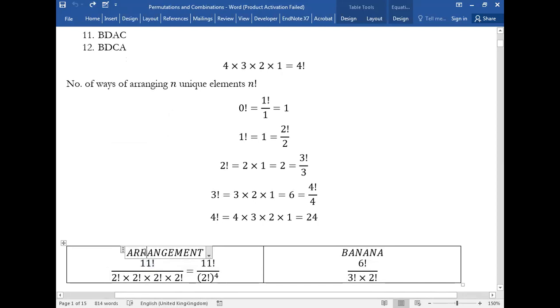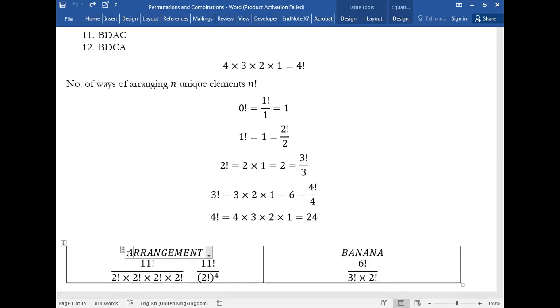But are all letters unique? If I switch between these two R's, do I get a different arrangement? If I switch between these two A's, do I get a different arrangement? That means I am counting something extra. Always remember, there are two errors in counting. Either you count something double, an extra count, or you miss out on something, you forget to count something.